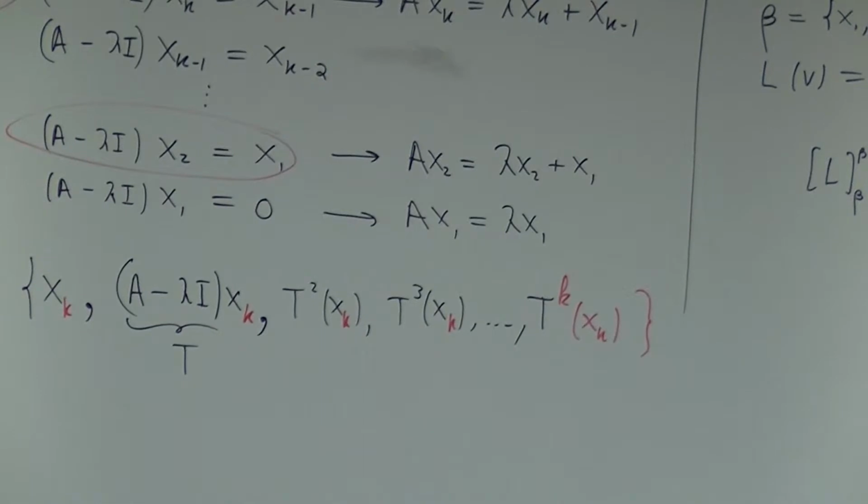This one we just calculated over here. Because when I apply the T once, it brings me down by one. At order k, the first application brings me down to k minus 1. The second one brings me down to k minus 2, the third one to k minus 3, and so forth. Eventually, you're left with (A minus lambda I) times x1, which then is 0. If you don't like that, you can make an easy induction argument based on this.